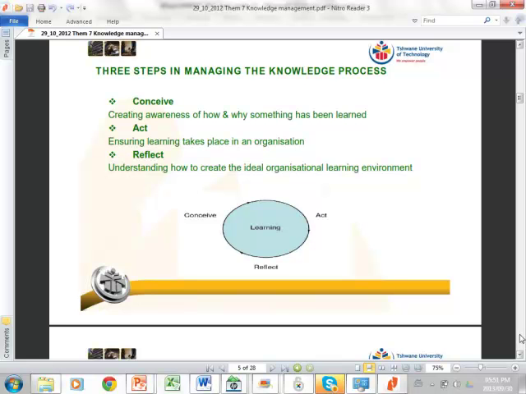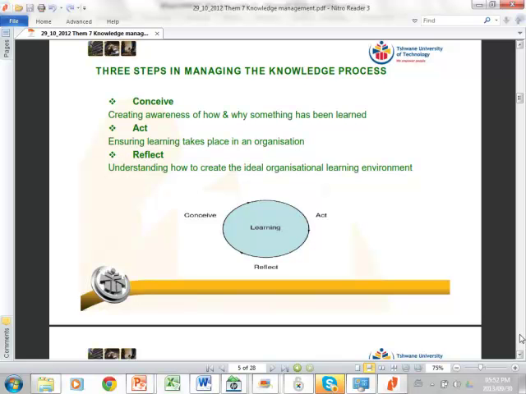Okay. Then act is ensuring learning takes place in an organization. So we need to put processes, policies and procedures in place to make sure that learning actually happens. And we will talk more about that as we go on.